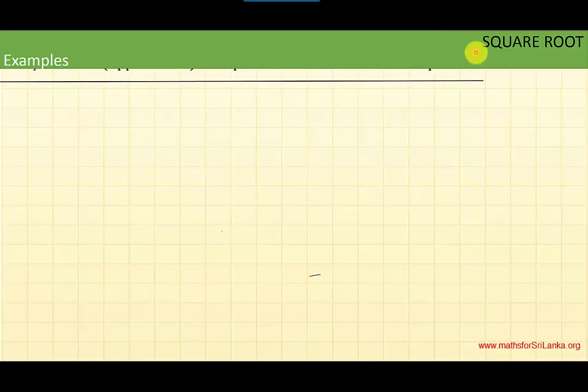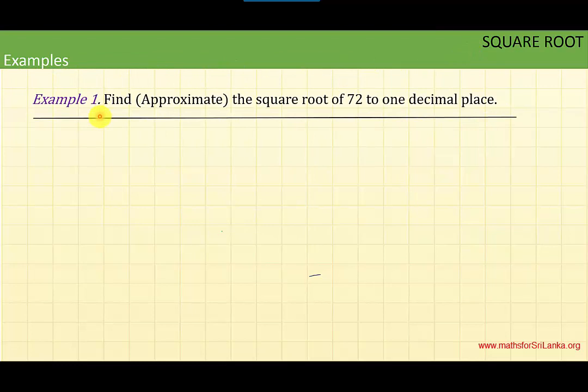Square root. Example number 1. Find or approximate the square root of 72 to one decimal place. Now, you can remember the approximation method. First, we need to find the perfect square number that is closest to 72.